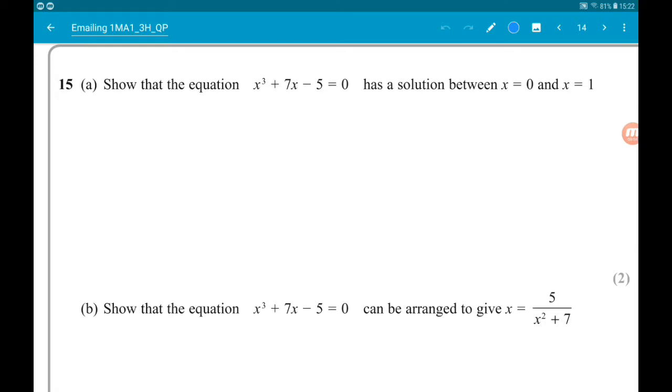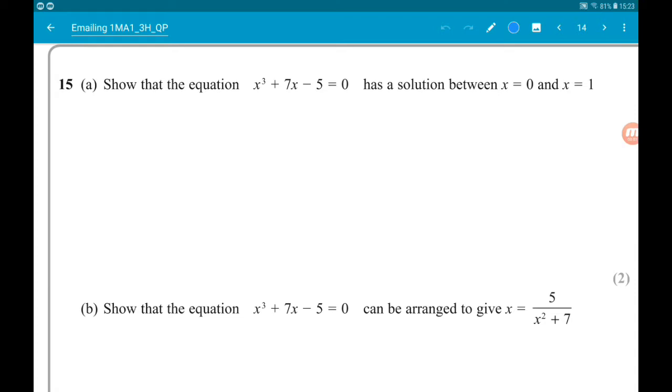So part A wants to show that the equation x cubed add 7x minus 5 equals 0 has a solution between x equals 0 and x equals 1. So to do this, we substitute in the values of x equals 0 and x equals 1, and if the solution is between those two, then we will get a change of sign. So one will be negative, one will be positive.